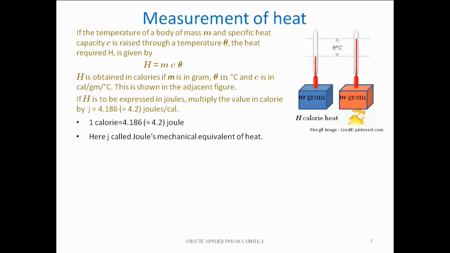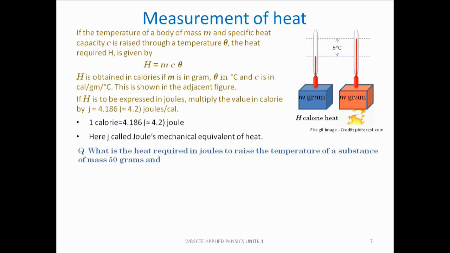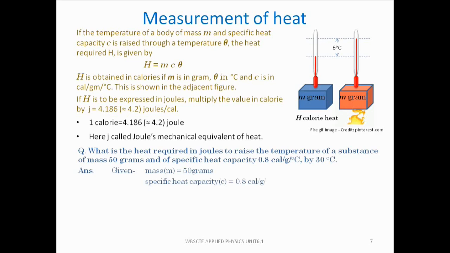Here we have a problem. The question is, what is the heat required in joules to raise the temperature of a substance of mass 50 grams and of specific heat capacity 0.8 calorie per gram per degree Celsius by 30 degrees Celsius? The answer is given. The mass m is equal to 50 grams. The specific heat capacity C is equal to 0.8 calorie per gram per degree Celsius. The rise in temperature theta is equal to 30 degrees.